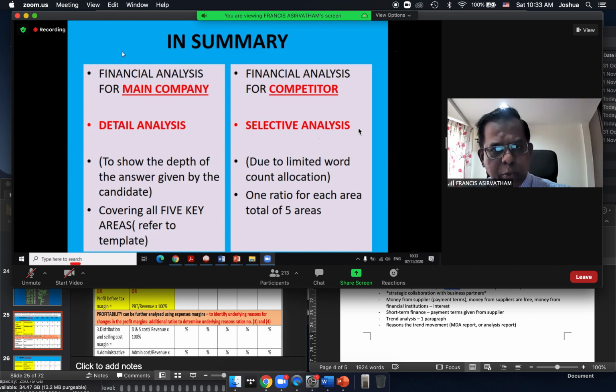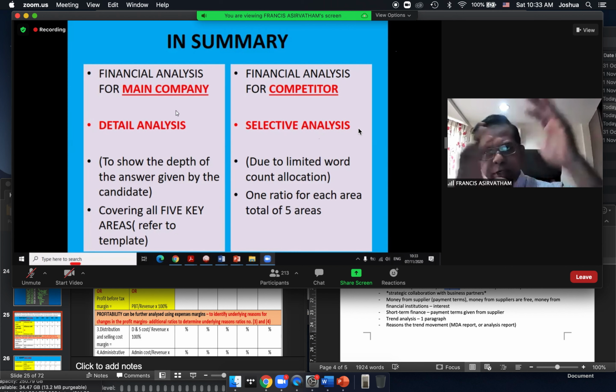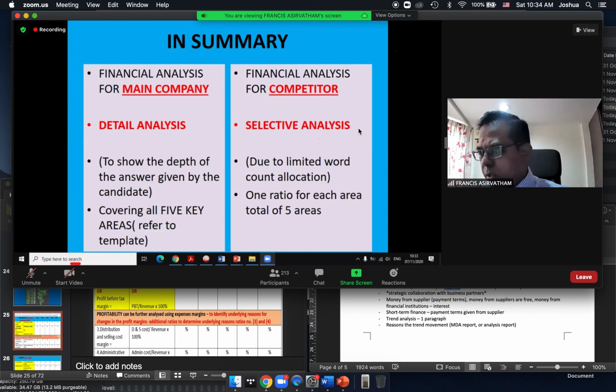And the approach we're going to take is for the main company, you're going to have a detailed analysis, 1,400 words. The interfirm comparison, where we're going to compare A and B, is only 600 words. So we have covered all. We have done comparison. We have done the main company with a very detailed analysis.